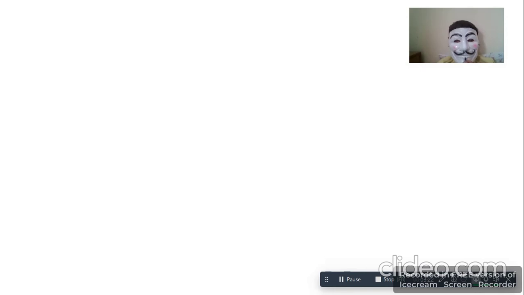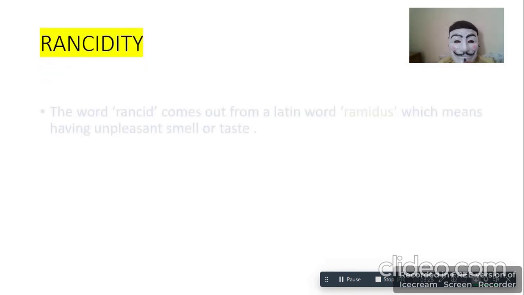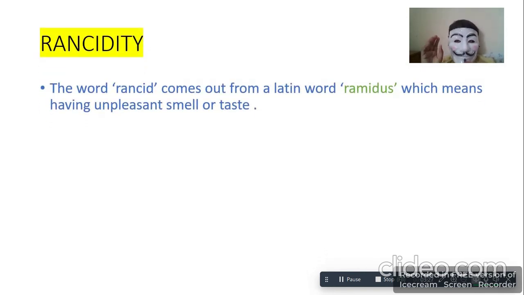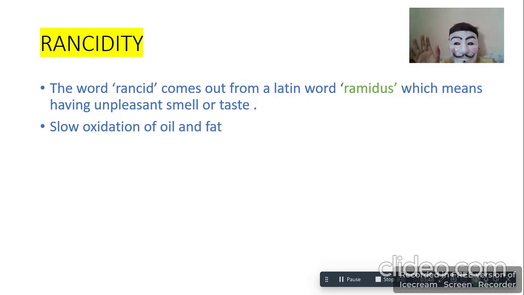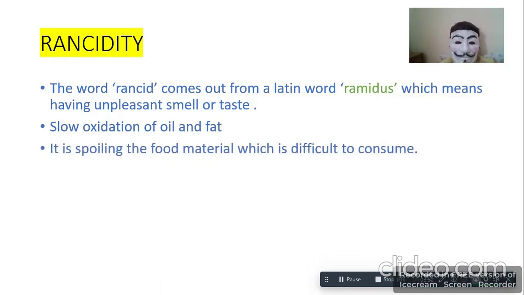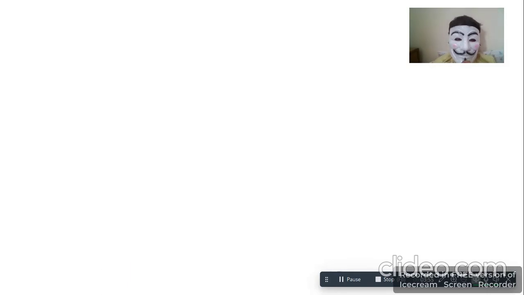Let's go into our last topic, which is rancidity. The word rancid comes from a Latin word, rancidus, which means having an unpleasant smell or taste. Rancidity is slow oxidation of oil and fat. In this type of reaction, food gets spoiled, which we cannot consume. It spoils the food material, making it difficult to consume.